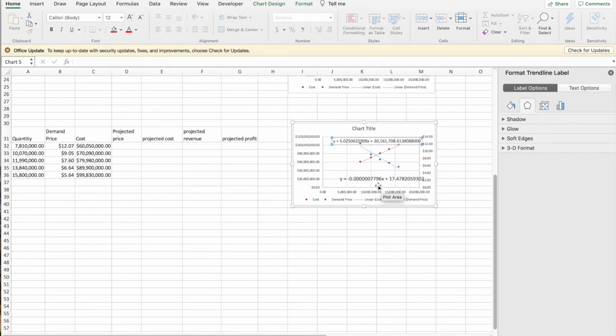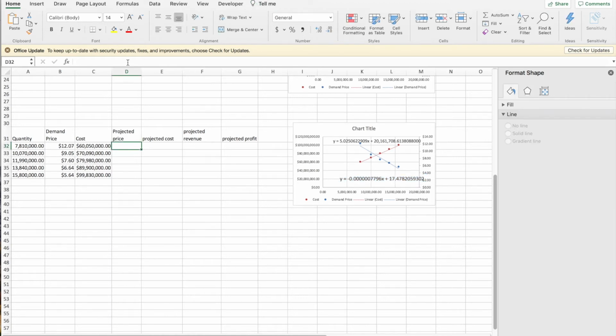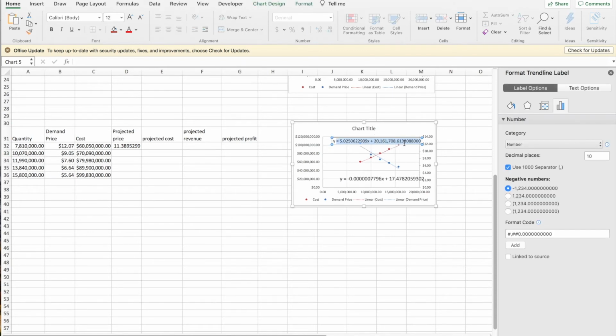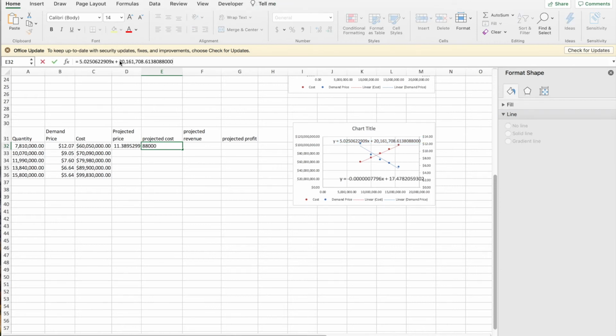And then I simply go through and say, I have a formula for price. I'm going to copy and paste it into my formula for price. As always, I need to convert. This is going to be A32. I have a formula for cost. I'm going to copy it and paste it into cost. Again, this is times A32.